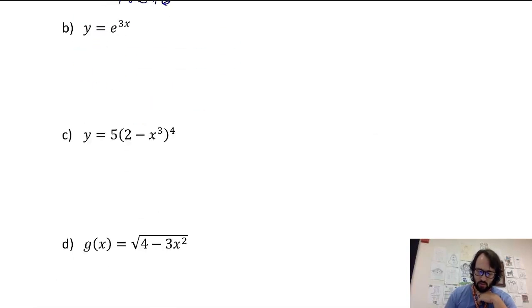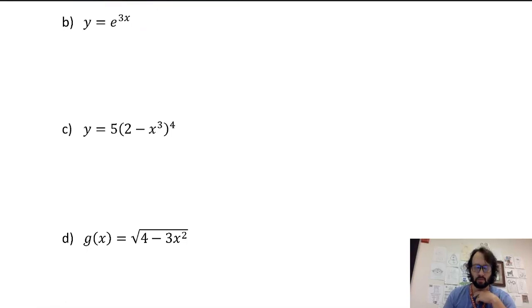Okay, doing the next one, e to the x, right? But it's e to the 3x. So the biggest thing I see is e to the x. So I will do y prime is e to the 3x. And then I see the next innermost part is my exponent, and the derivative of 3x is 3. So there would be my derivative.